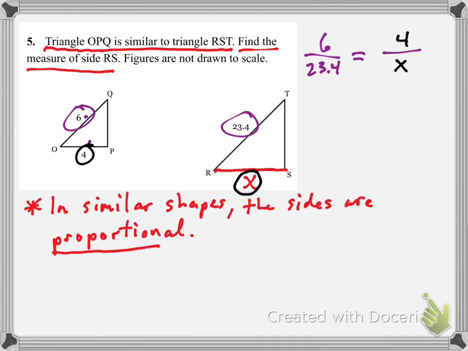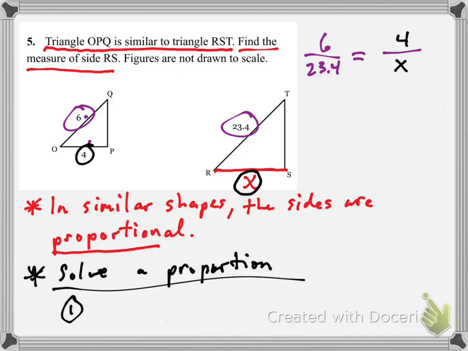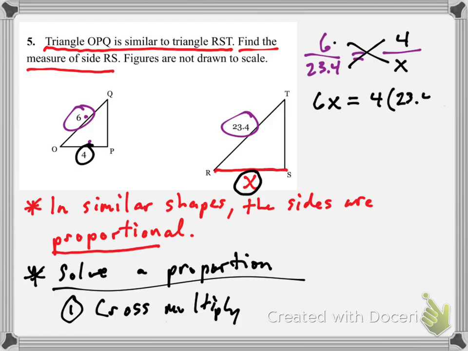Now, to solve a proportion, number 1, cross multiply. So I'm going to cross multiply this way. So 6 times X is 6X. And then I'm going to do 4 times 23.4. So 6X equals 4 times 23.4, which is 93.6.